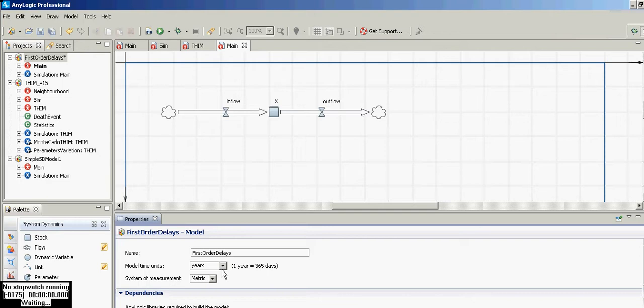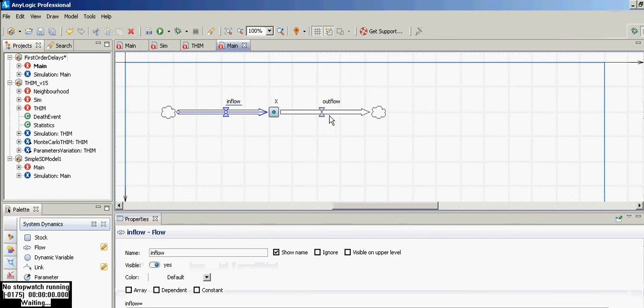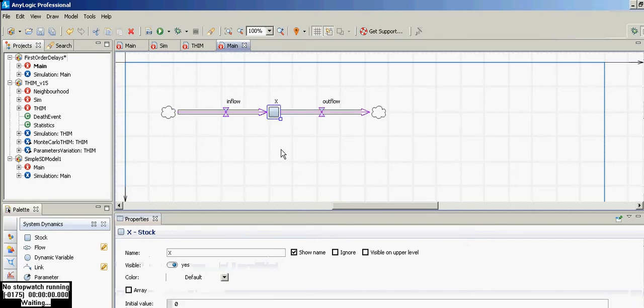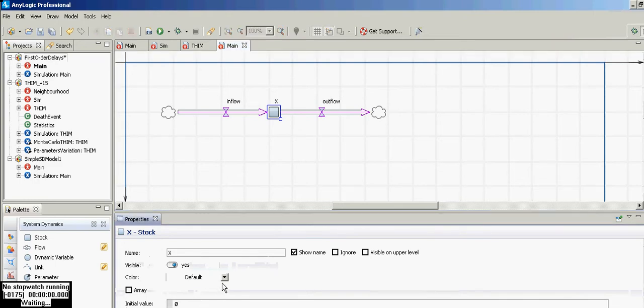So I made this inflow 1, and what else do I need to specify? When I specify a stock, what do I need to specify for it? The initial value. I'm just going to leave the initial value as 0. Okay, ladies and gentlemen, what further thing do I need to add to complete this as a first order delay?